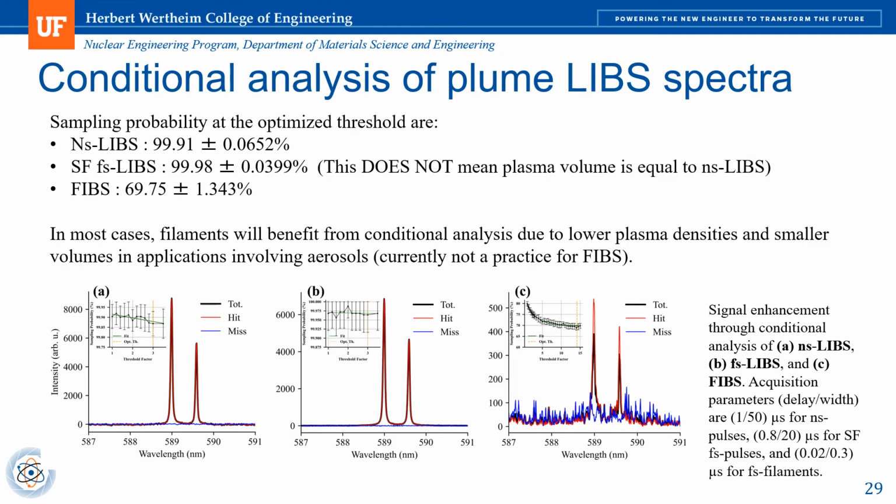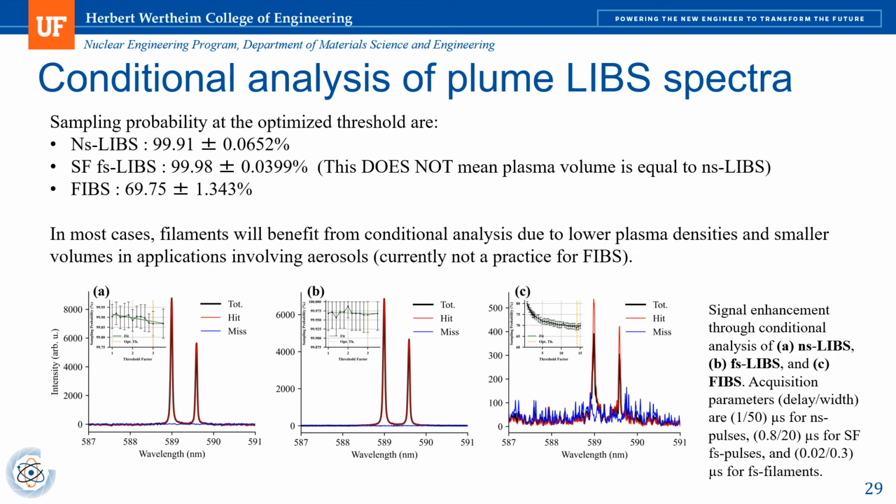So an interesting item to investigate for the plume detection is our sampling probability. How often do we see spectra with characteristic emission lines of interest? For the three cases, nanosecond, short focus and filament-induced breakdown spectroscopy, we took thousands of spectra, and developed an algorithm that would identify in each individual spectral acquisition whether or not that characteristic emission line was present. For the nanosecond and short focus femtosecond LIBS, we had a very high probability of seeing a characteristic emission line of interest.